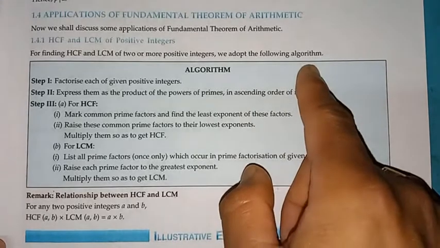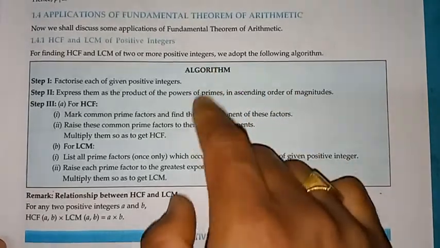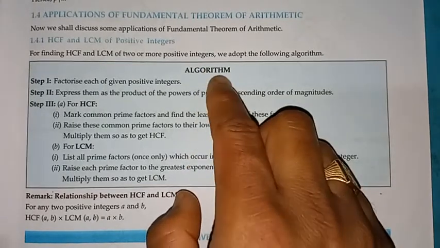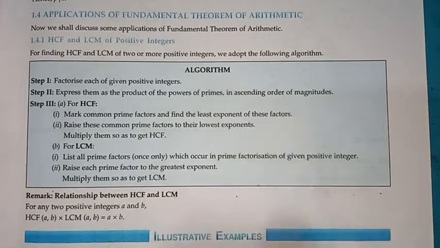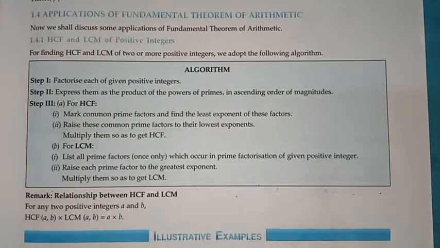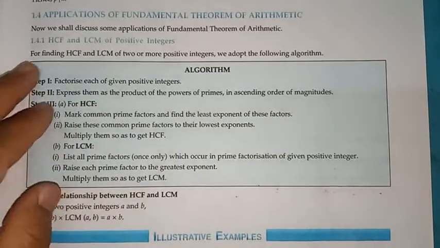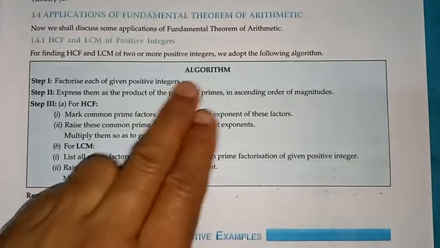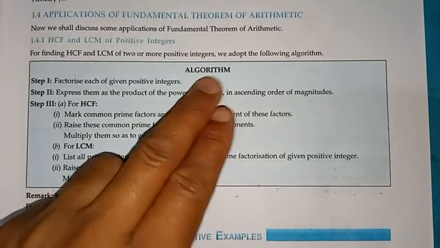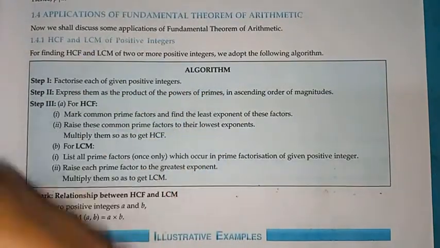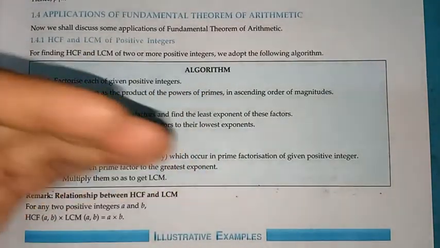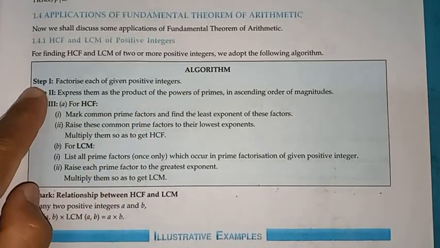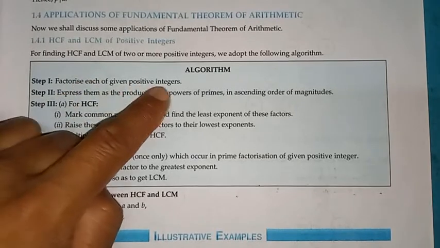To find the HCF and LCM of two or more positive integers, we adopt the following algorithm, the working procedure. You know, algorithm means a systematic, step-by-step method of solving a problem. So, for the first step: factorize each of the given positive integers.